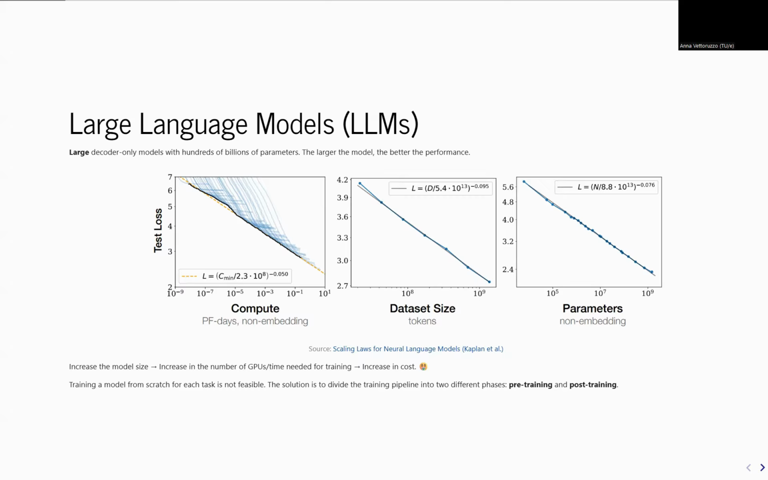But on the other side, this will also end up in an increase in the cost because training very large language models requires a lot of compute, which goes together with a lot of money. So you can clearly see here that training a model from scratch for a single task is not feasible. The solution is to divide the training pipeline into different phases. And in particular, these are the pre-training and the post-training phases. And we will quickly see what these phases usually do to the model.